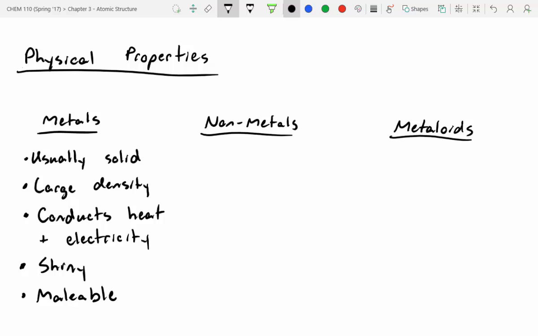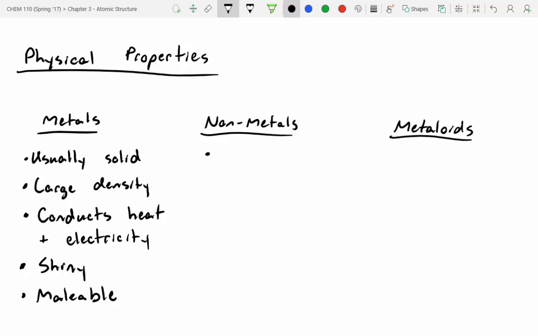What does malleable mean? Yeah, you can manipulate it, right? You can pound it out, you can stretch it into a wire, you can bend it, you can twist it, and so on. If we take a non-metal, like carbon, if you look at the inside of your pencil, that's graphite, that's carbon. If you try to bend that, it just snaps. Those are non-malleable items.